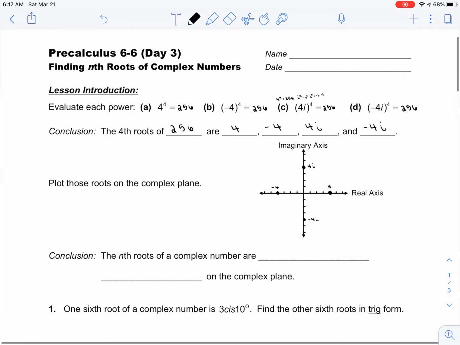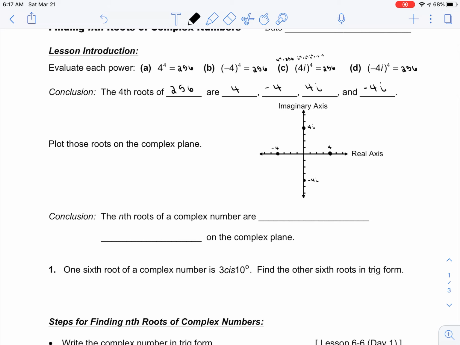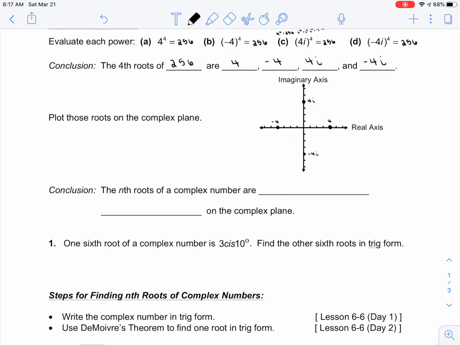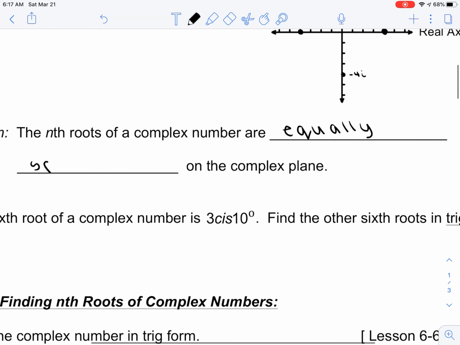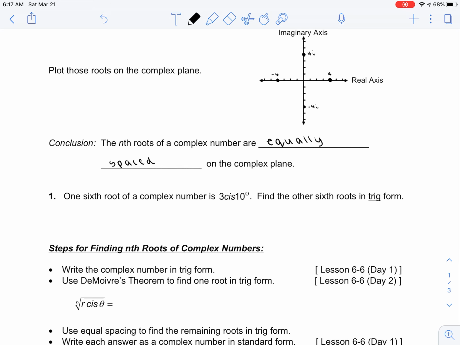One thing you should notice about the roots of a number is that the nth roots of the complex number are equally spaced on the complex plane. And this will be true always when we're doing these problems.